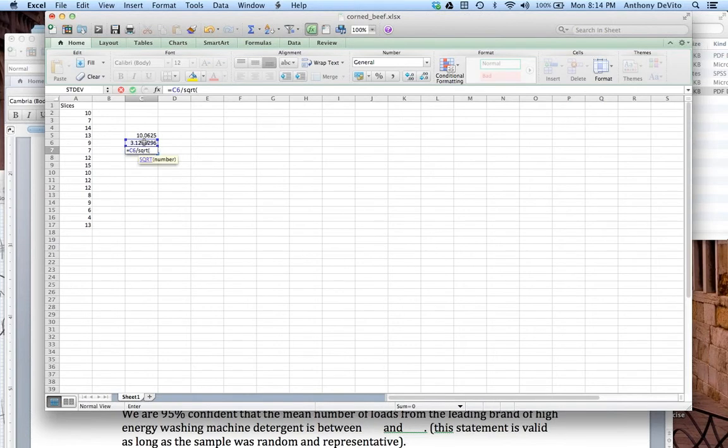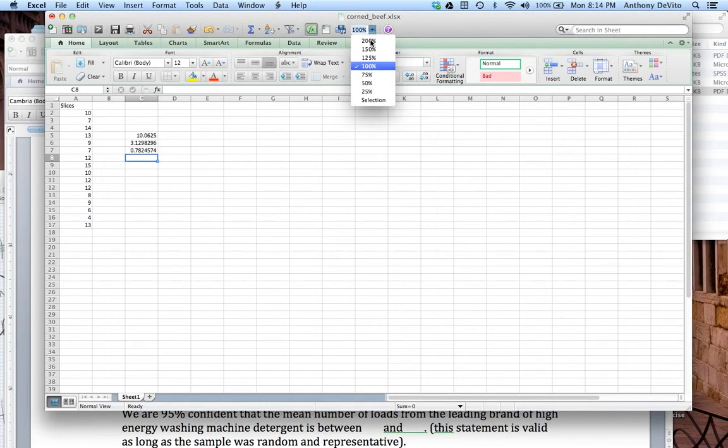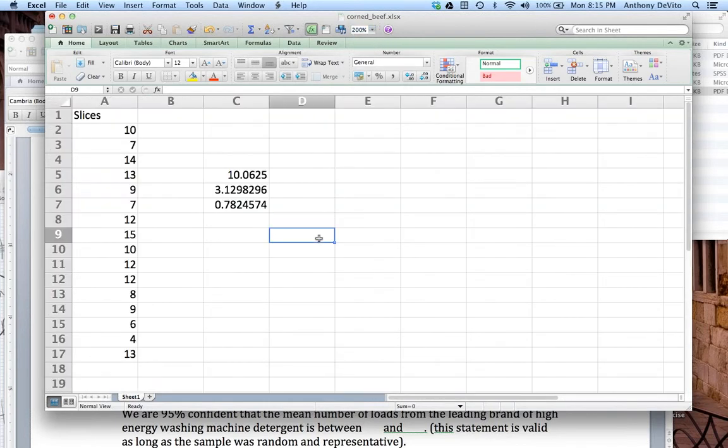I'm about to make this bigger because, to tell you the truth, I can barely see it. There we go. Okay, there's my mean, x bar, right? There's my standard deviation. There's my standard error.